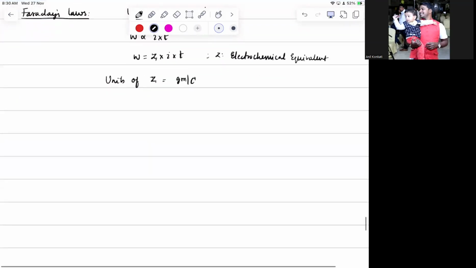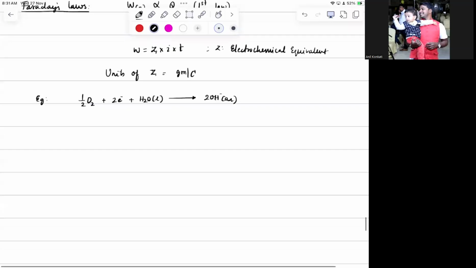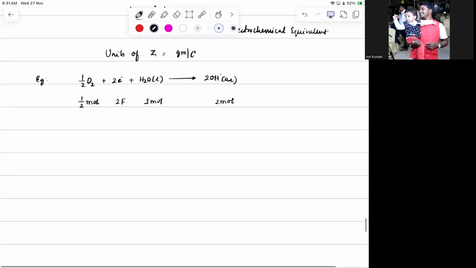Now, imagine there is some reaction happening at cathode like this. Half of O2 plus 2 electrons plus H2O is converting into 2OH minus. So you would notice by moles here, correct? It is half mole, half mole. This is 2 Faraday because 2 electrons is nothing but 2 Faraday. This is 1 mole and this is 2 moles, isn't it? This is by moles.